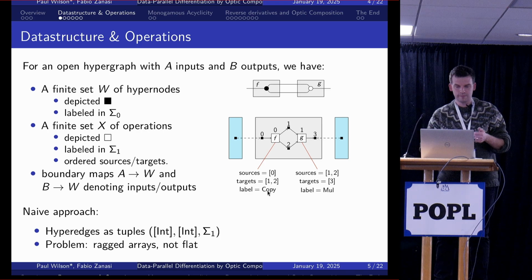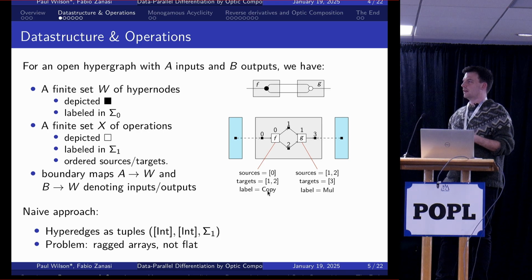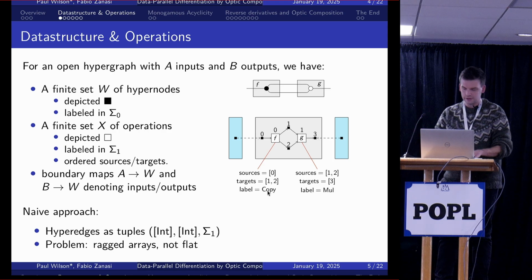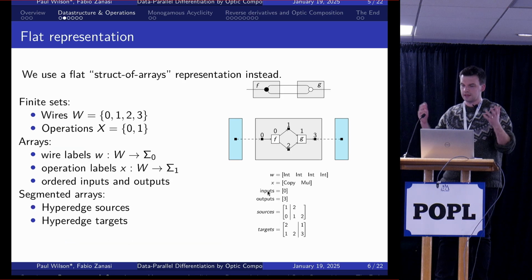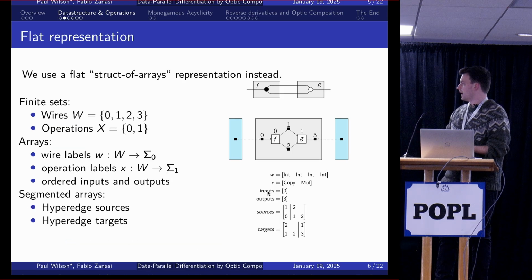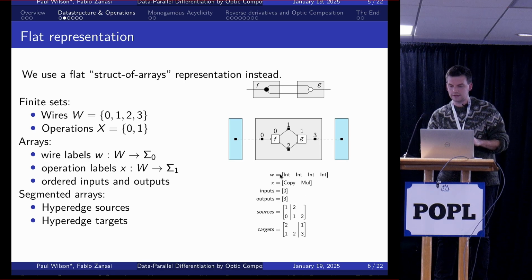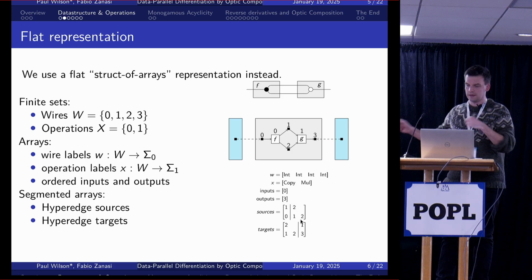And this is an array of structs representation, which is not super nice for GPUs. So the obvious thing to do is use a struct of arrays. And that's exactly what this is. The actual concrete data structure is just these 8 arrays here. The bottom 2 are segmented arrays. I'll talk about that in a sec.